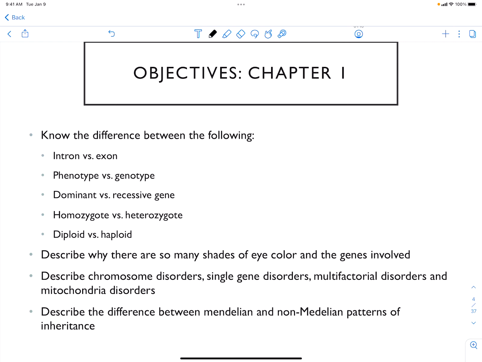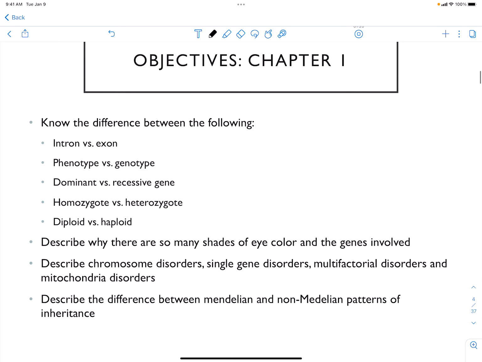We'll also go into eye color and describe different genes that control eye color, so it's not as simple as a Mendelian inheritance pattern. And then talk about different disorders and how they are inherited.